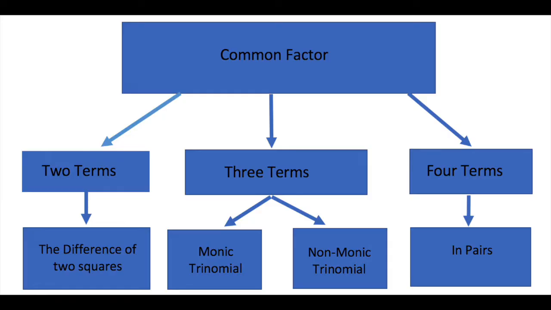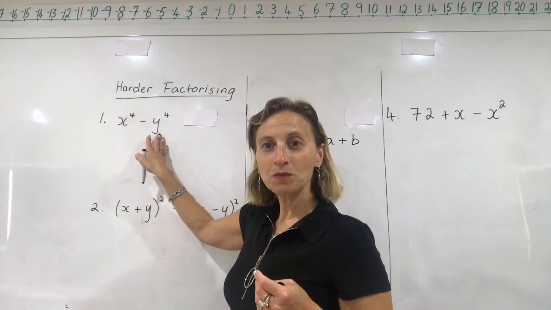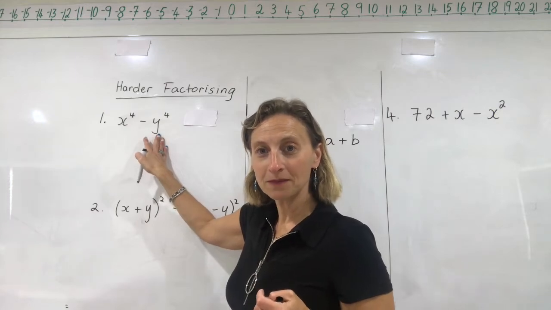Don't forget our flow chart. Always take out a common factor first. We don't have any common factors here. Our next point is there are either 2 terms, 3 terms, or 4 terms. Here there are 2 terms, which means it's going to be the difference of 2 squares.